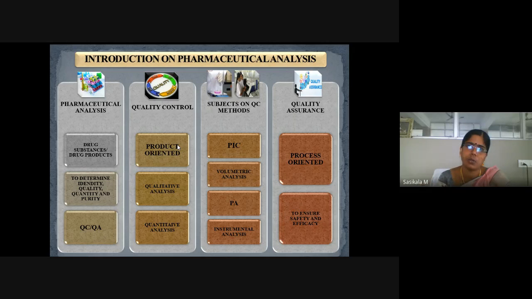Most probably we will be using identification tests under qualitative analysis to detect drug substances. These are basic qualitative methods. And even by using instrumental methods, we can analyze drug substances and drug products qualitatively. We can identify using many parameters.